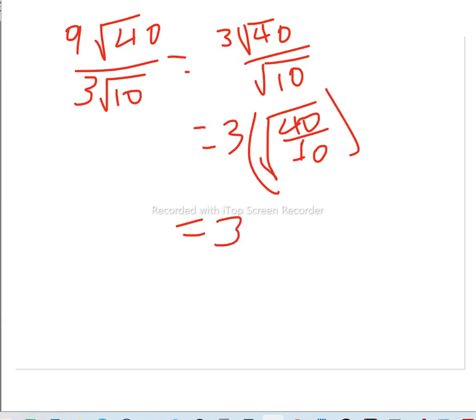3 under the radical, 40 divided by 10 will be 4. So when 4 comes out of the square root, it will be 2. So the final answer will be 6. This 6 is the final answer for this question.